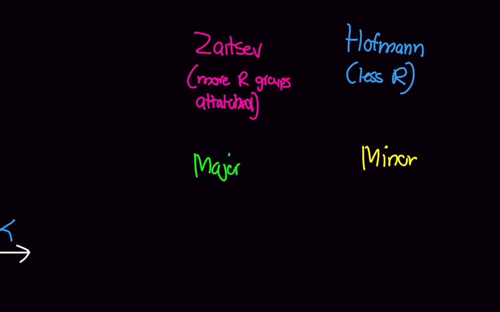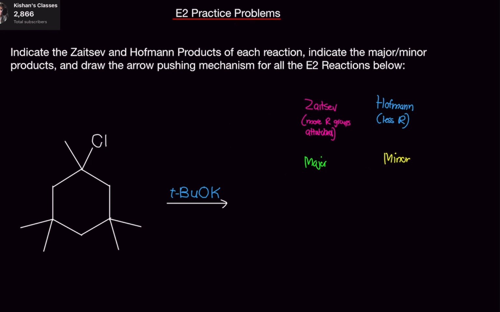Most of the time, when you do an E2 mechanism, the Zaitsev is the major product. Most of the time. And the Hofmann is usually the minor product. So when you do the reaction, most of the time, the more substituted alkene you're going to make more of. And the Hofmann, the less substituted one, you make less of. It's the minor. However, if you have a bulky base like tert butoxide, then it's flipped. Then the Hofmann product, or less substituted, becomes the major. So we make more of the Hofmann and less of the Zaitsev. That's why it's super important.